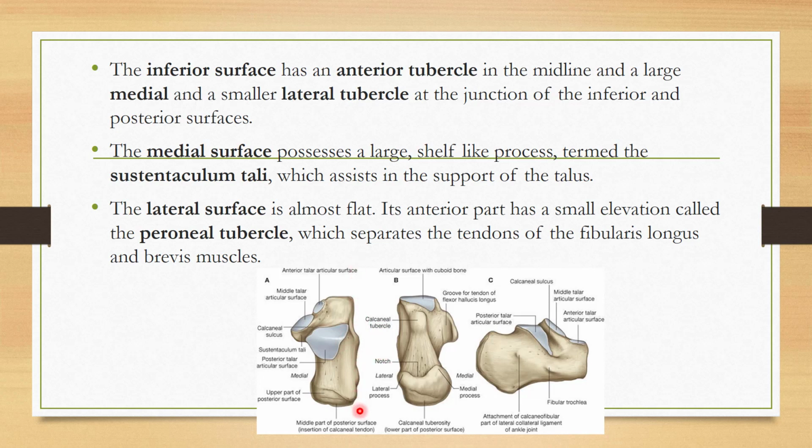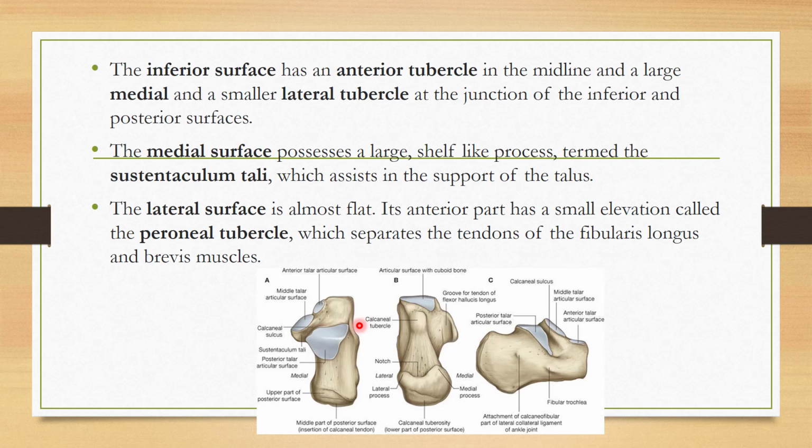This is present on the lateral side because 2 muscles which are coming from the lateral surface of the leg, which are peroneus brevis and peroneus longus muscles, are present above and below the peroneal tubercle. Actually this peroneal tubercle separates the peroneus brevis above and peroneus longus below. So it is in between the peroneus longus and the peroneus brevis.